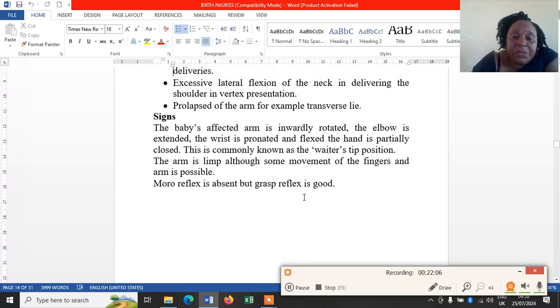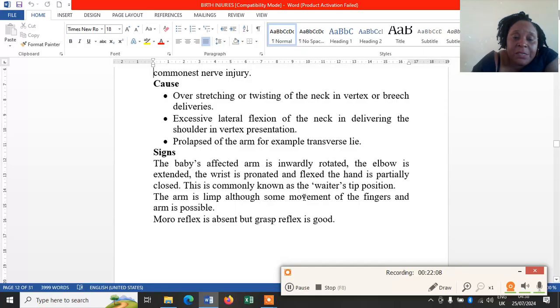That is Erb's palsy, and the signs of Erb's palsy: the affected arm will be inwardly rotated, the elbow will be extended, and the wrist will be pronated. And this baby will lack a Moro reflex, whereas it may have a grasp reflex. So that is a key sign of Erb's palsy.